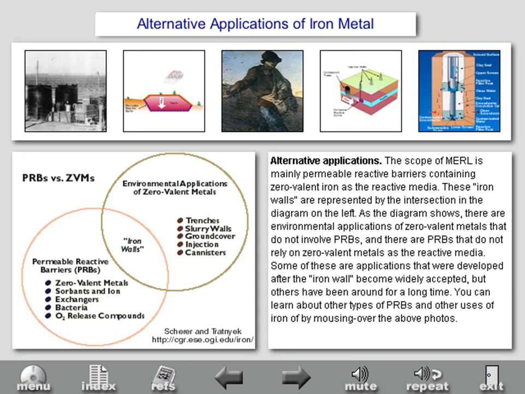Although permeable reactive barriers are by far the most common way to apply iron metal in the remediation of environmental contaminants, there are other methods that have potential. This panel presents some of the alternatives to PRBs.